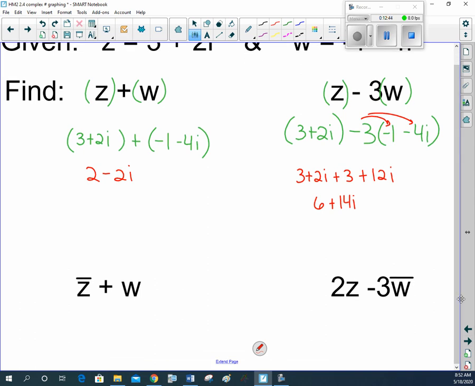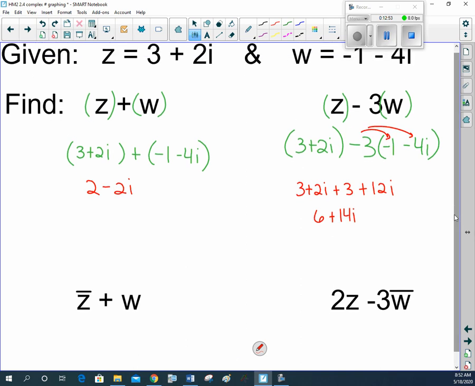Okay, down below, we're going to do the same thing. On this particular one, can't see my numbers very well, but this is saying not z, but the conjugate of z. So in grouping symbols, I'm going to put the conjugate of z. Well, 3 plus 2i is z, so the conjugate of z must be 3 minus 2i. So I'm going to do 3 minus 2i. Grouping symbol, and we'll put w, -1 minus 4i. And then let's just combine our like terms. So 3 minus 1 is 2. And then a -2i minus 4i, add those two together, and that's a -6i.